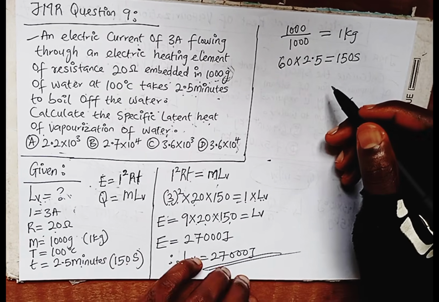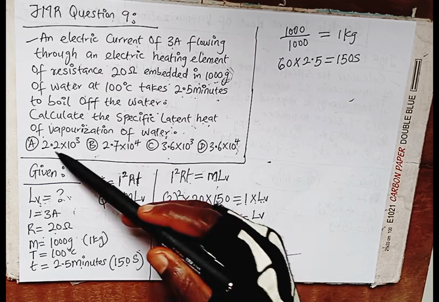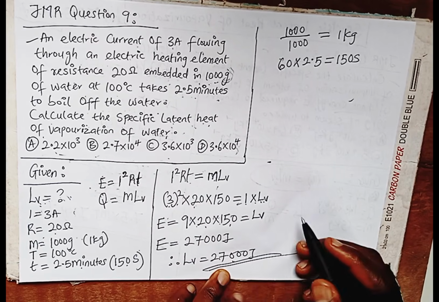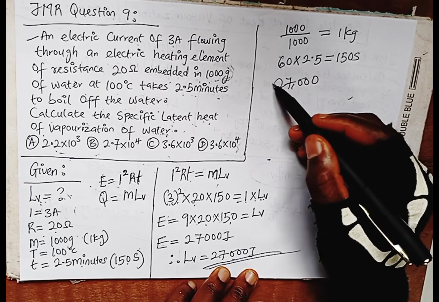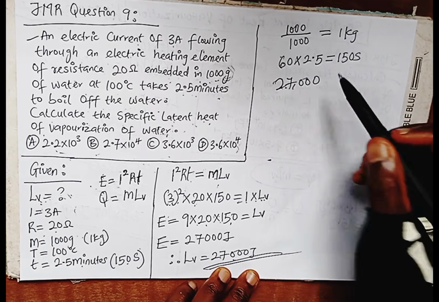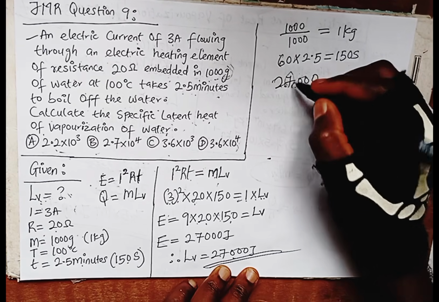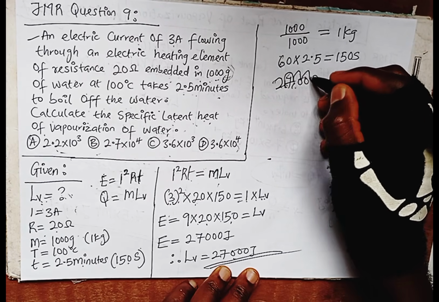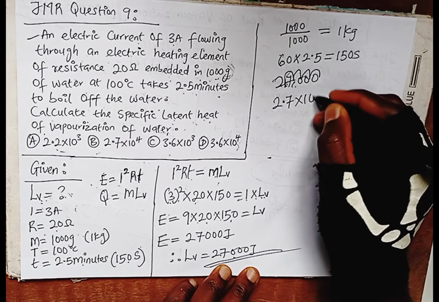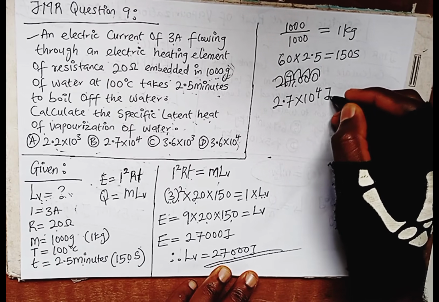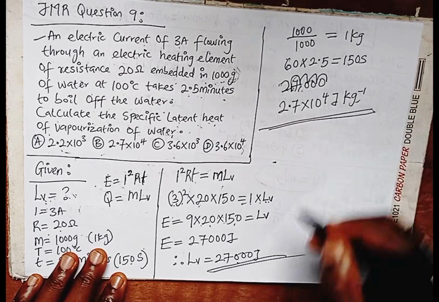Among the options, the answers are represented in standard form, so we have to convert this to standard form. All of them are given in two significant figures. So to convert 27,000 to two significant figures, we put the point here and count: 1, 2, 3, 4. It will be raised to power 4. So we put the point here: 2.7 times 10 raised to power 4 joule per kilogram, raised to power minus 1. This is the answer. Either this or this is correct.